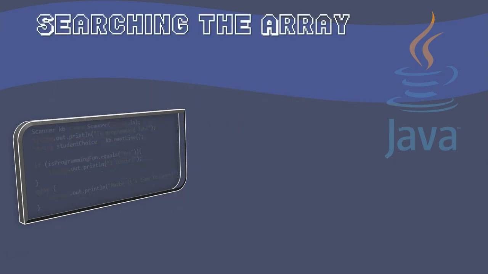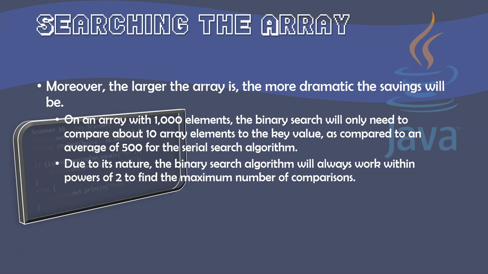If we continue to talk about searching an array, we can make this even more drastic. Let's say the array is even larger. We can see much more drastic savings as this set gets larger and larger. For example, if you have an array with over 1,000 elements, the binary search will only need to compare about 10 array elements to that key value, as compared to an average of 500 for a serial or linear search.